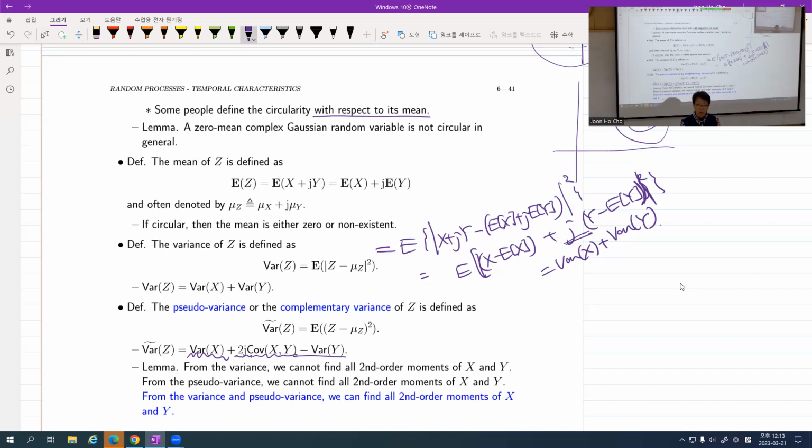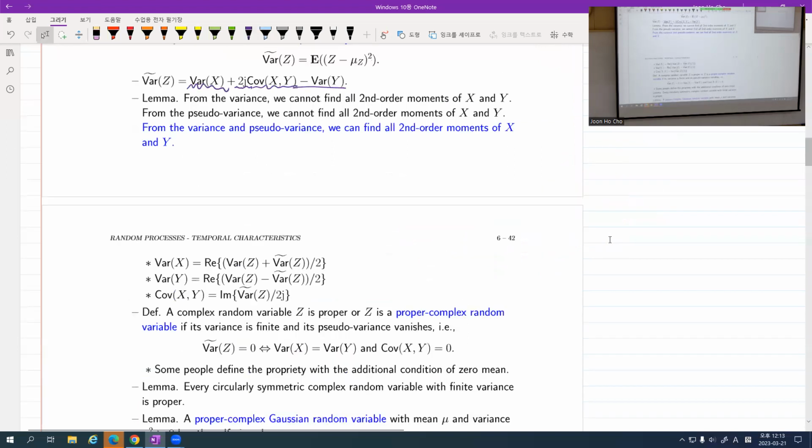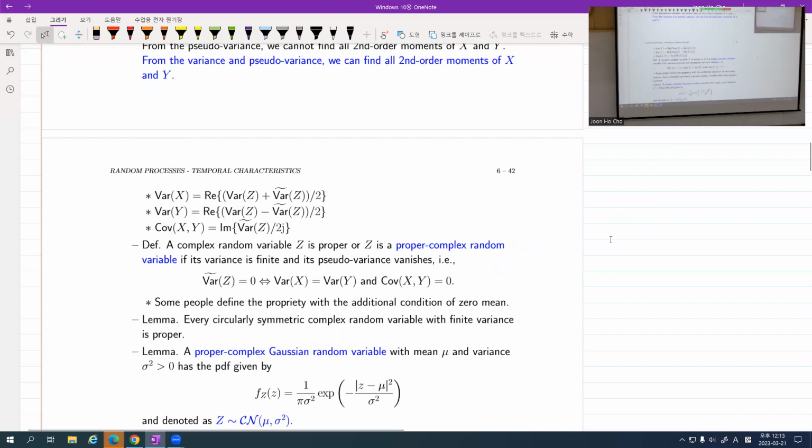So we are happy now, right? And what does that mean? Variance alone does not provide you a full description of the second order property of a complex random variable. This is very important. Okay? Many people, I believe 90% of professors, just do not understand this, surprisingly. Got it? Because they were not taught in this way. Anyway, let me move to another one.